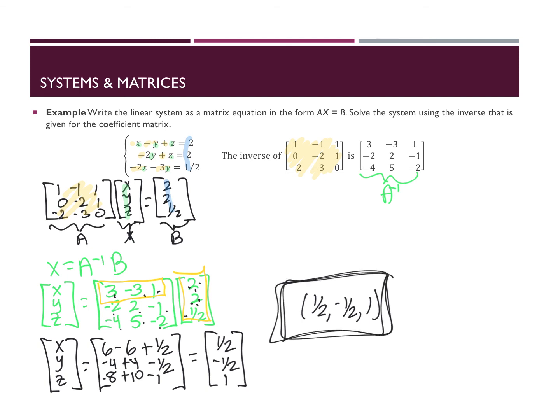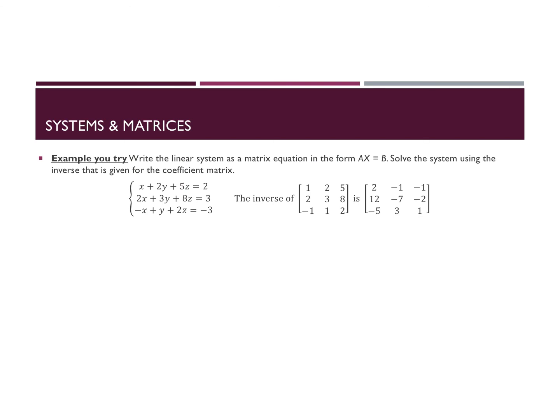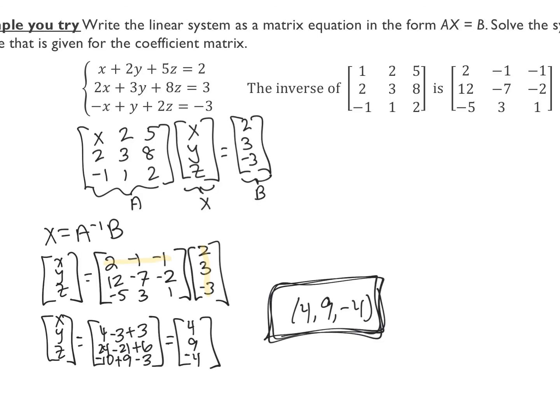And that's it. I want you to take a few minutes and try this final example you try. Hopefully for this example you did come up with a final answer of x is 4, y is 9, and z is -4.